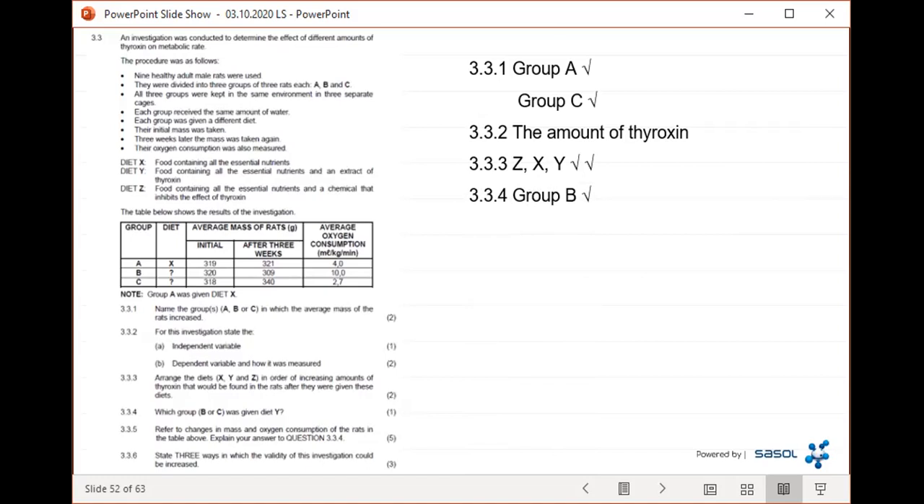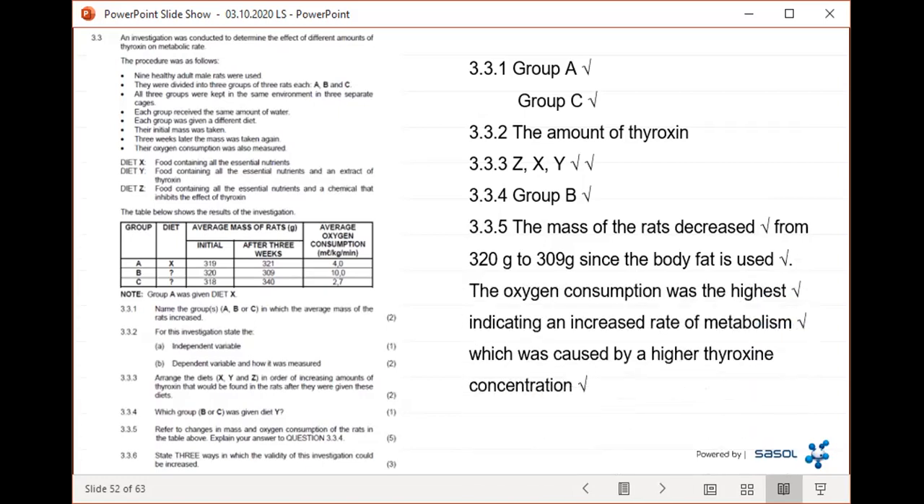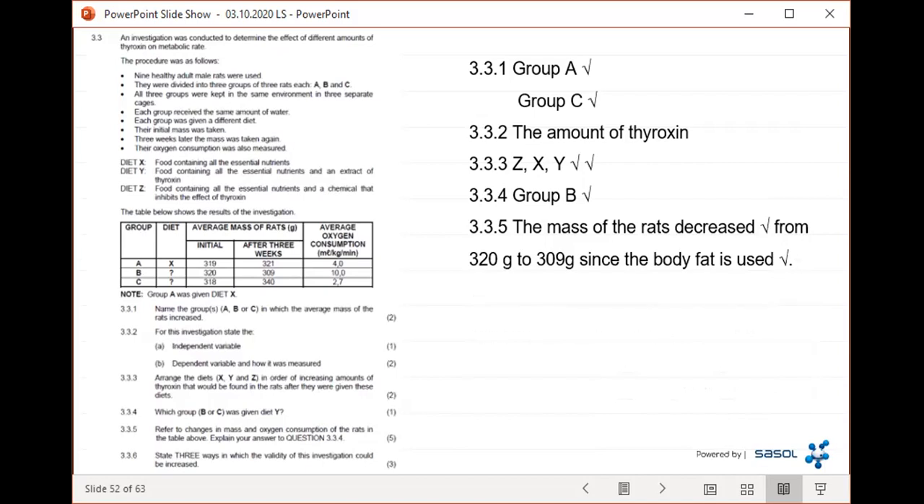Then question 3.3.5 says refer to the changes in the mass and oxygen consumption of the rats in the table above. Explain your answer to question 3.3.4. So it's basically supplementing or motivating our answer in question 3.3.4. So we said the mass of the rats decreased from 320 grams to 309 grams since the body fat is used, and you would get 2 marks for mainly stating those two sentences.